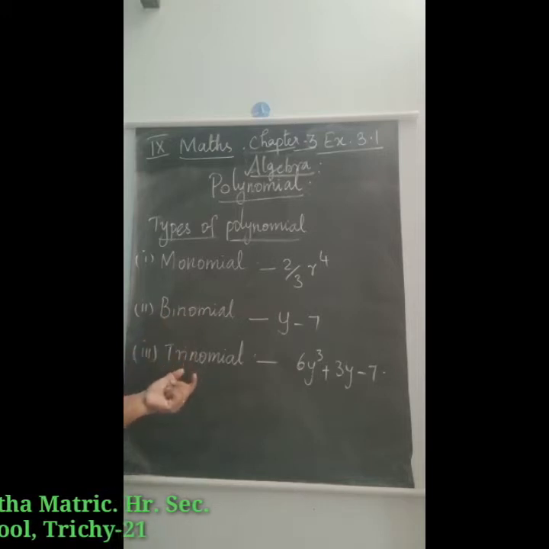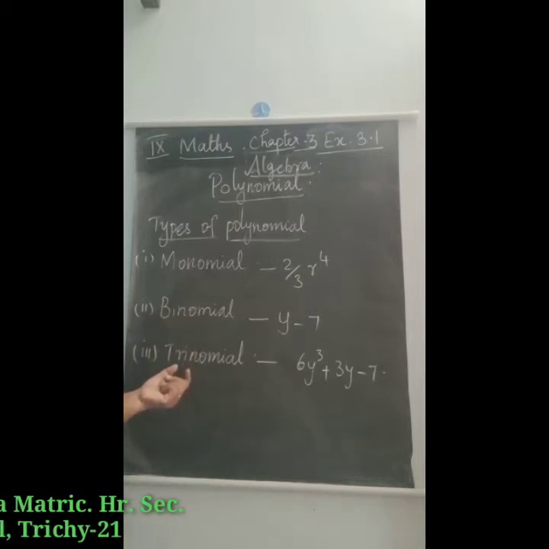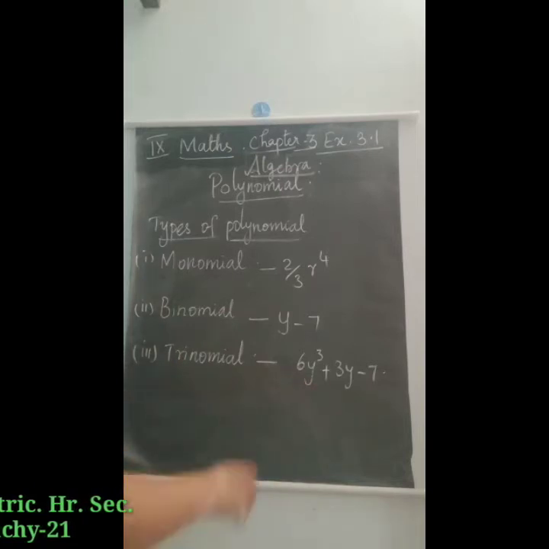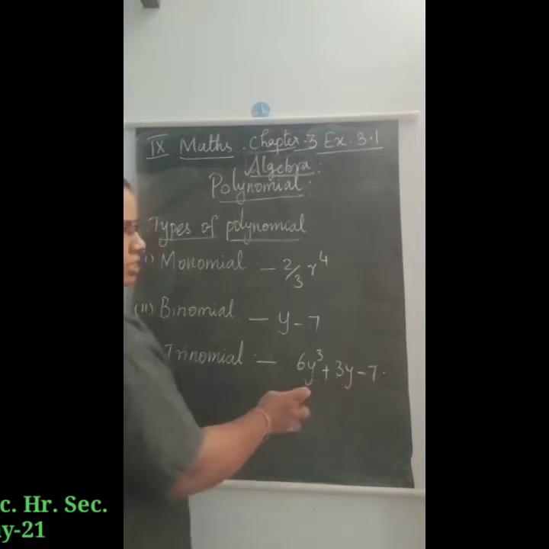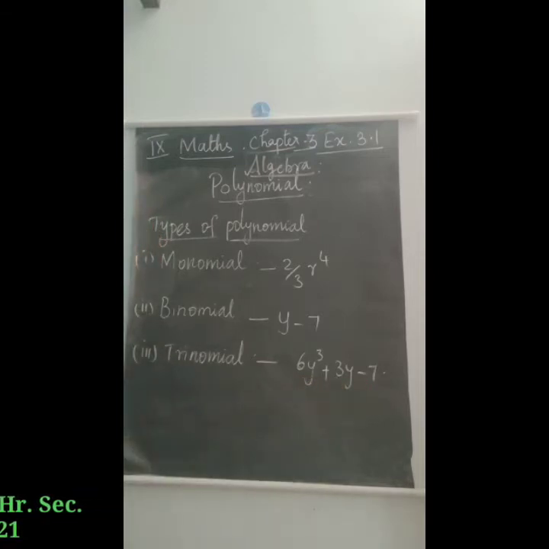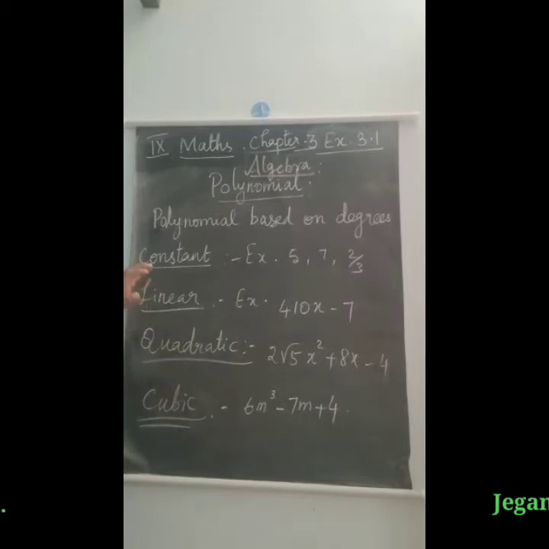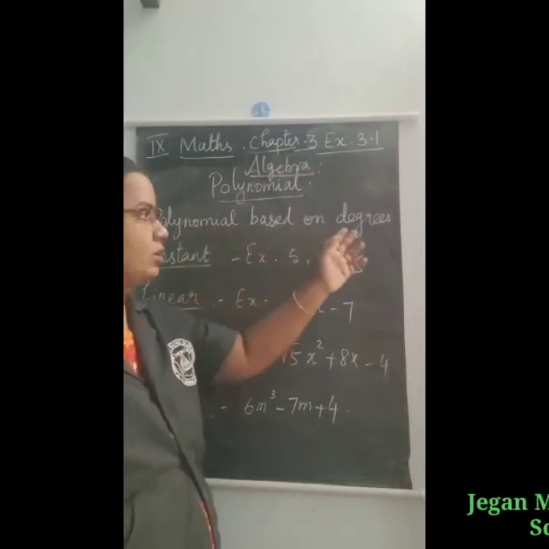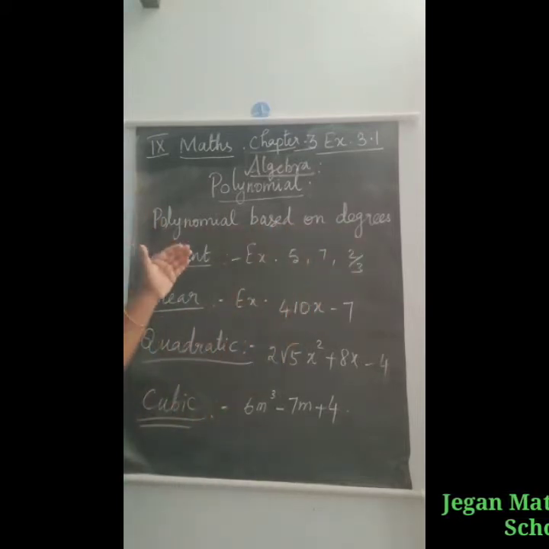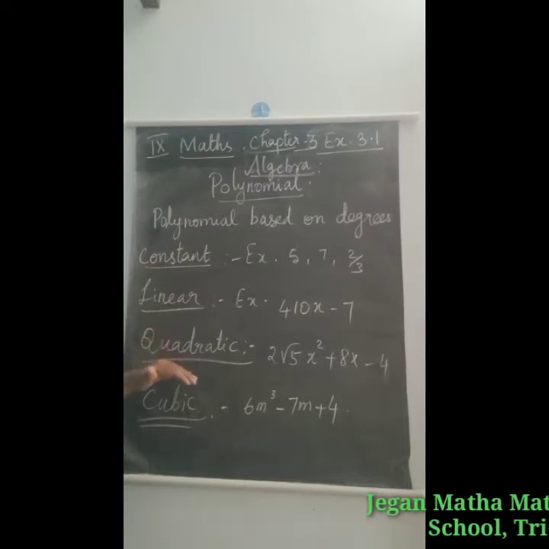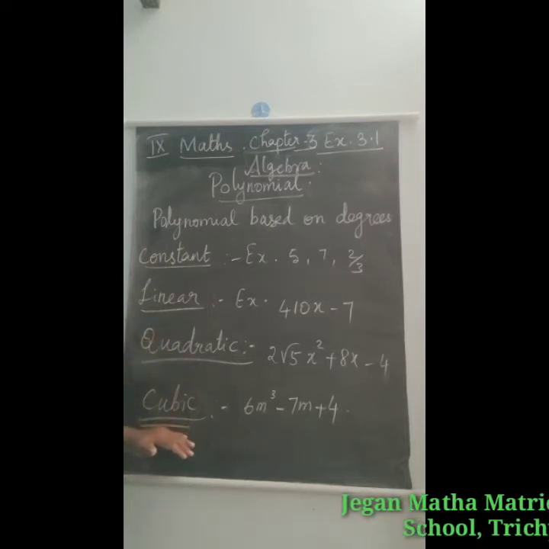And what is trinomial? A polynomial having three terms is called a trinomial. These are three terms, so it is called trinomial. These are the types of the polynomial. Next, let us see the polynomial based on degrees: constant polynomial, linear polynomial, quadratic polynomial, cubic polynomial.